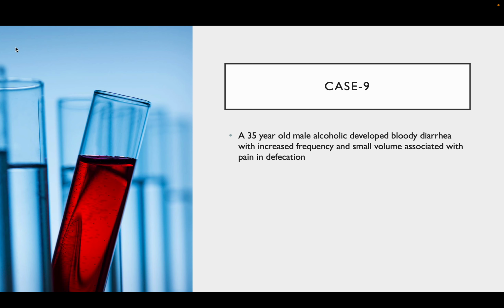A 35-year-old male alcoholic developed bloody diarrhea with increased frequency and small volume, associated with pain in defecation. You can see this clearly: increased frequency, small volume, associated with pain in defecation. There is a classical history of large bowel diarrhea. He is an alcoholic. Most probably this is a case of Entamoeba histolytica. It is a classical large bowel diarrhea. It can cause intestinal amoebic colitis and also cause liver abscess.